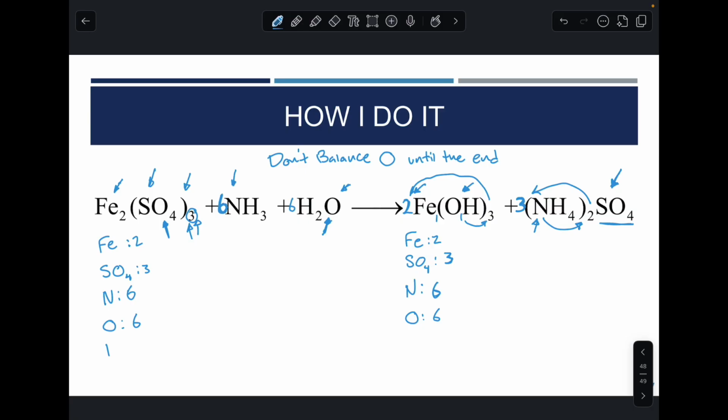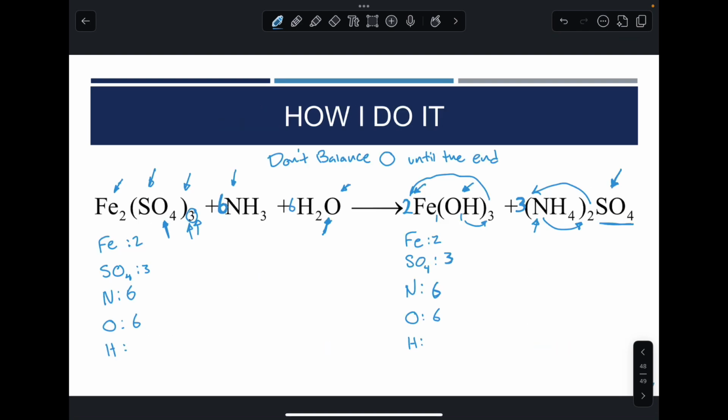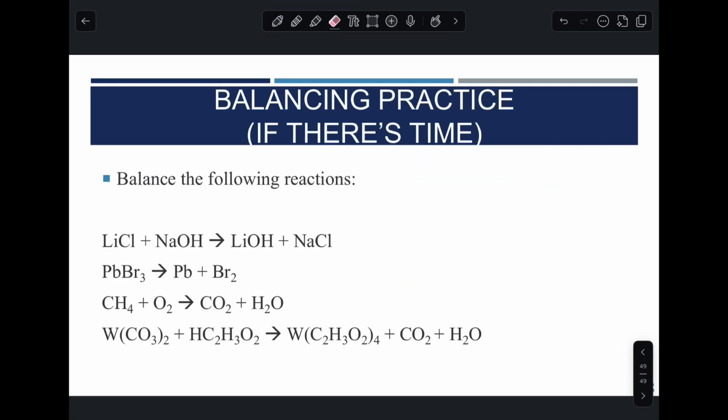The last thing we need to do is just make sure that the hydrogens are balanced. Everything else is balanced, so the hydrogen should balance, but we should just make sure. And I did this on the previous slide, so to save time, just go back there, and I will see that there are 30 hydrogens on the left-hand side and 30 on the right. And if you want a breakdown on how I was able to count the hydrogens, please just scroll back a little bit and you will be able to see it there.